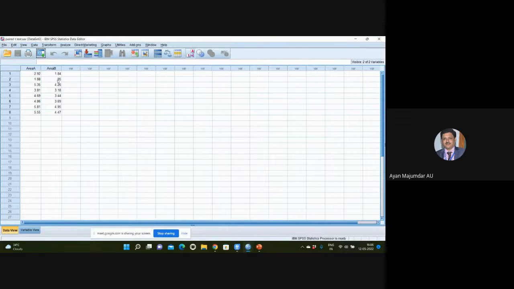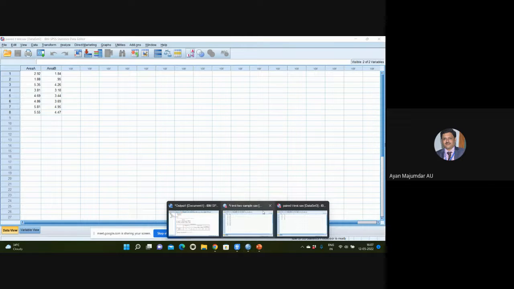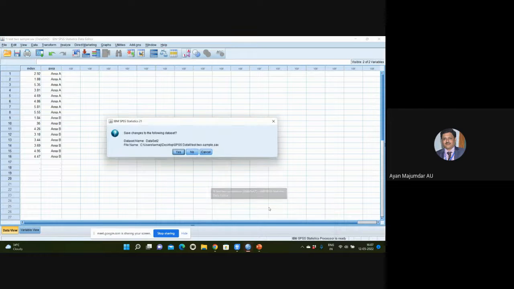Here, no need to identify it as 1 and 2, because area A, this is the observation, area B, this is the observation, day 1, day 2, and so on. These are the observations. Let me clear off the earlier thing.